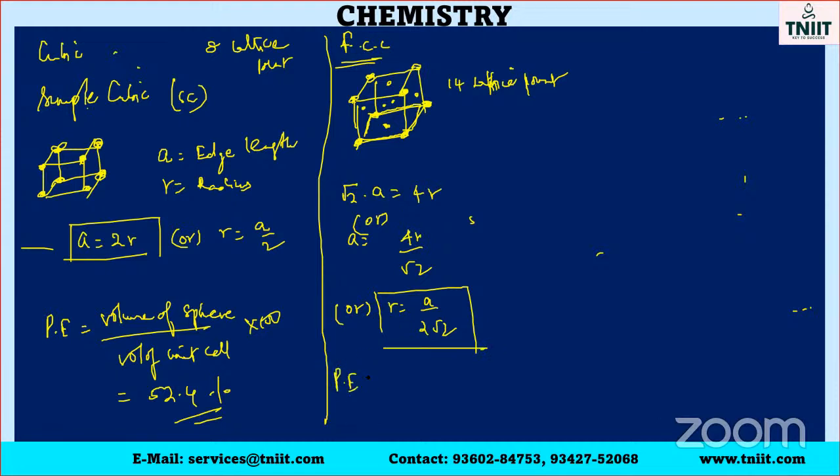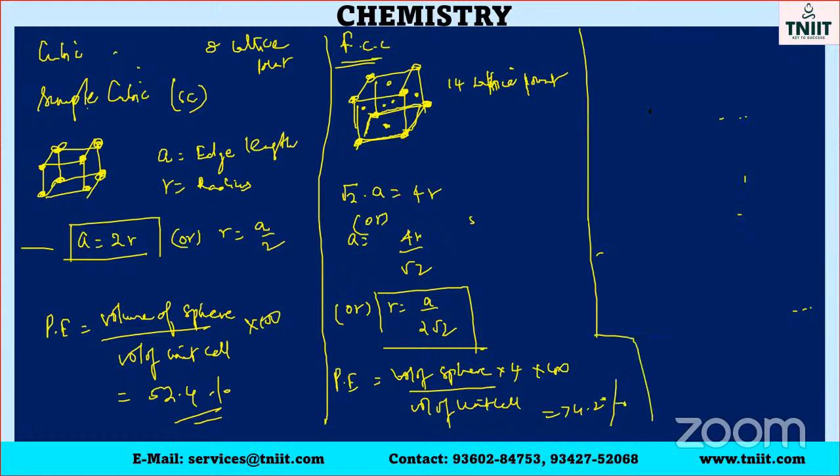For a face-centered cubic lattice, the packing efficiency is the volume of the sphere multiplied by 4, because the number of particles contributed in face-centered is 4, divided by the volume of the unit cell, into 100. This will give you 74% packing efficiency, or 74.2%. Now, next we have the body-centered cubic lattice.